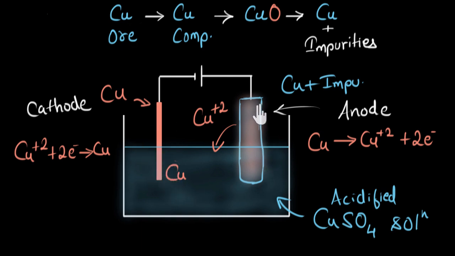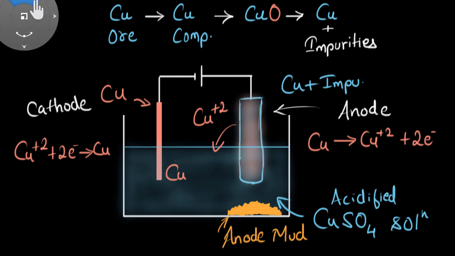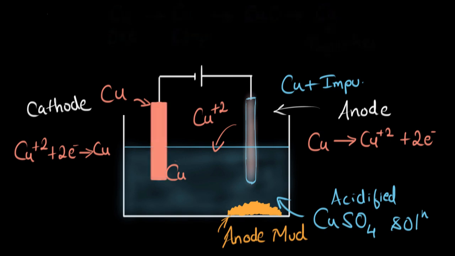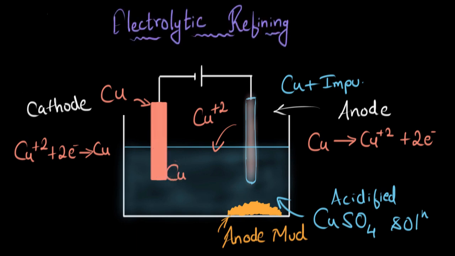And the impurities that were present over here in the anode will either dissolve in this solution or, if they are insoluble, they will settle down at the bottom of the anode. And this is called anode mud. So after a while, you will see that the anode is becoming thinner and thinner, and it might even disappear after a while. Whereas our cathode will become thicker and thicker with pure copper. So this is how we refine metals to get 99.99% pure metal. And since in this process we are using electricity, this process is called electrolytic refining.